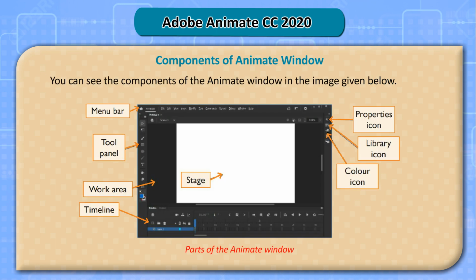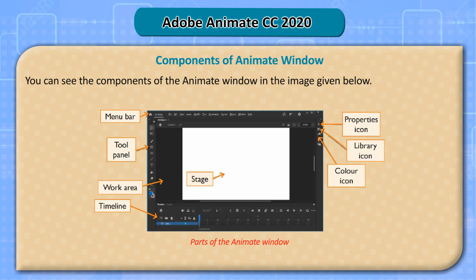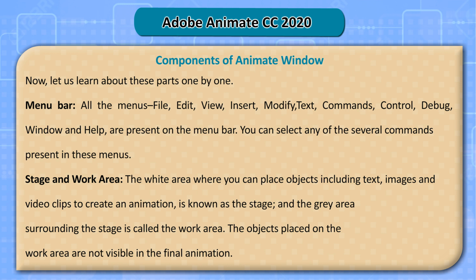Components of the Animate window. You can see the components of the Animate window in the image given below. Parts of the Animate window: menu bar, tools panel, work area, timeline, stage, Properties icon, Library icon, Color icon. Now, let us learn about these parts one by one. Menu bar: all the menus, File, Edit, View, Insert, Modify, Text, Commands, Control, Debug, Window, and Help, are present on the menu bar. You can select any of the several commands present in these menus.